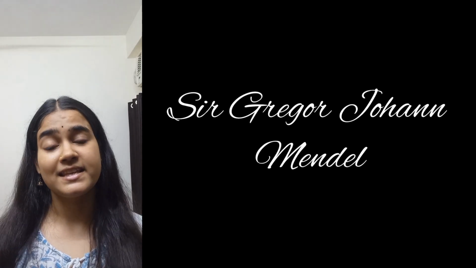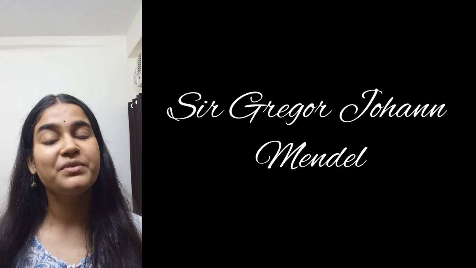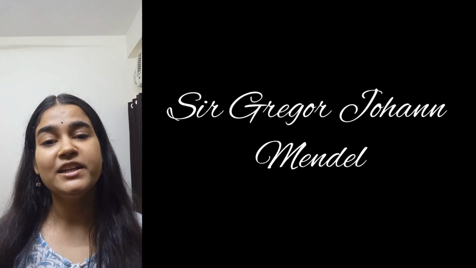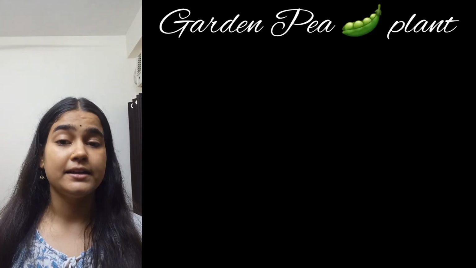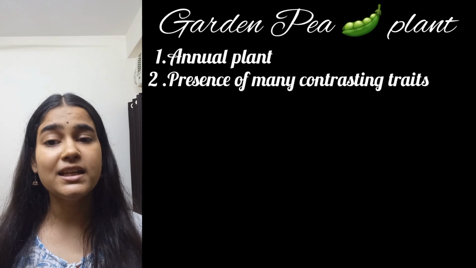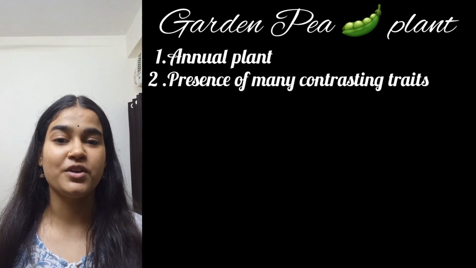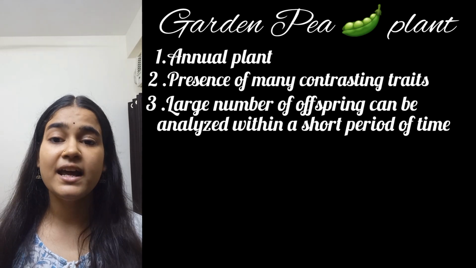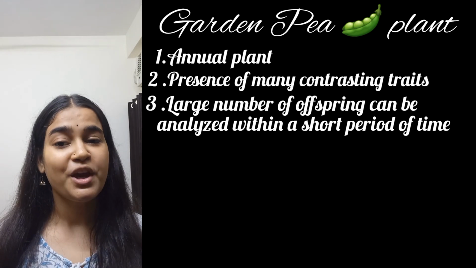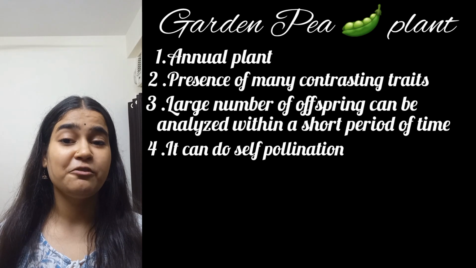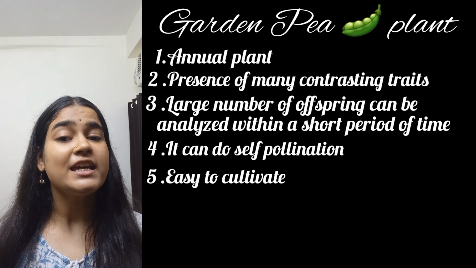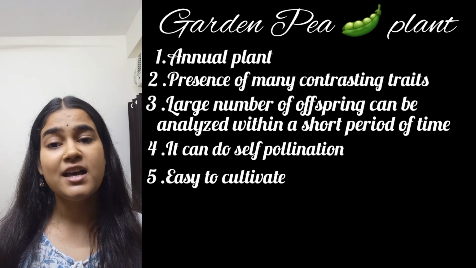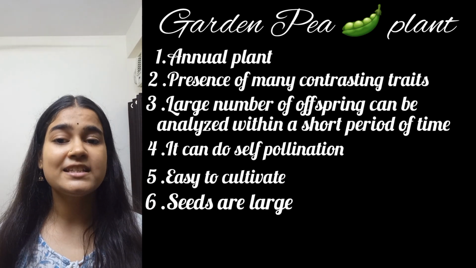So, we were talking about Sir Gregor John Mendel and his experiments on garden pea plant. Let us understand why he chose it. Firstly, garden pea plant is an annual plant. Second, presence of many contrasting traits. Third, large number of offsprings can be analyzed within short period of time. Fourth, it can do self-pollination. Fifth, easy to cultivate. Last but not the least, seeds are large of this plant.